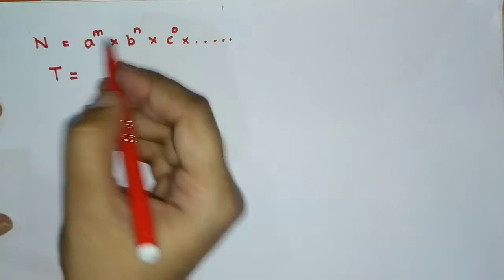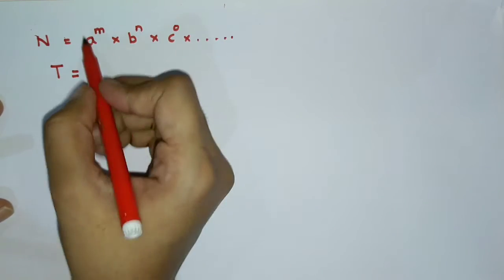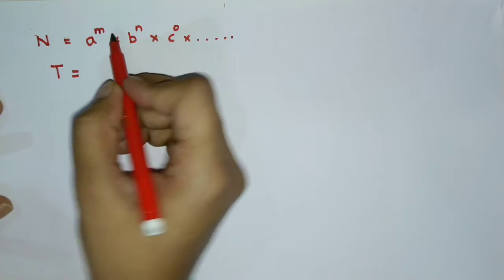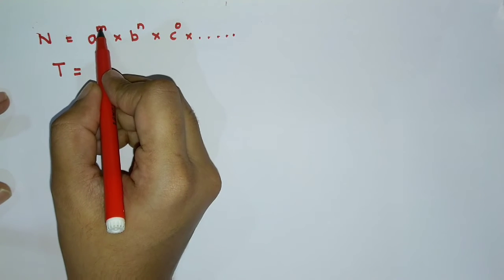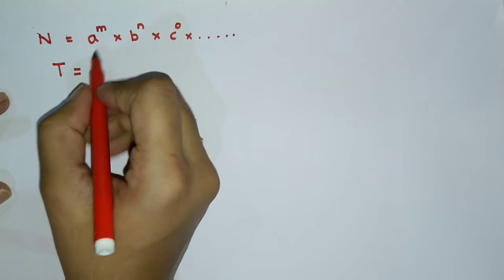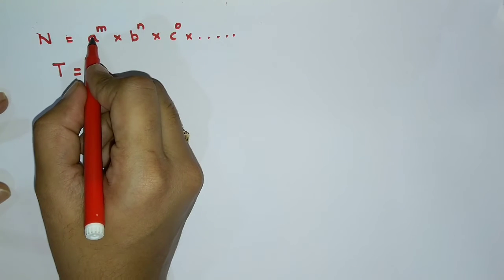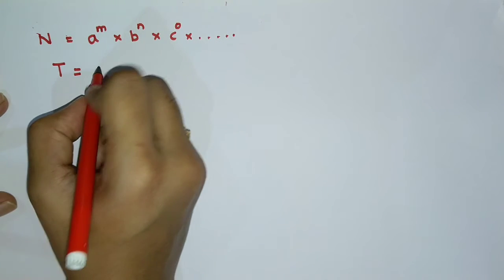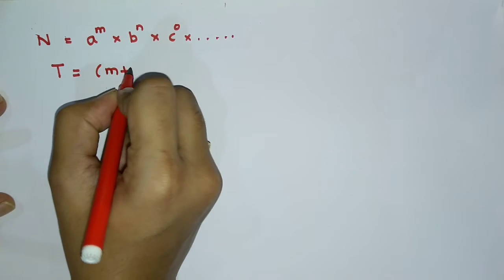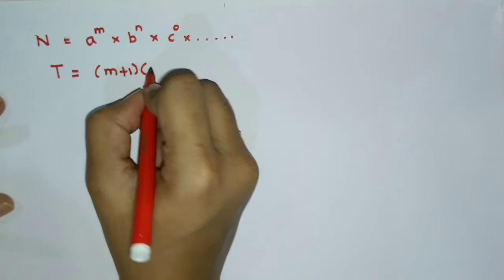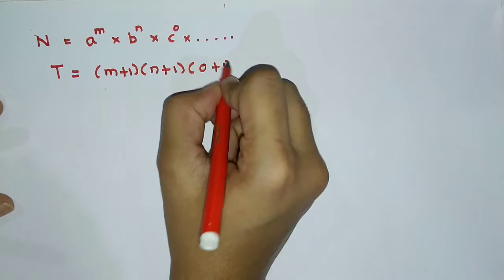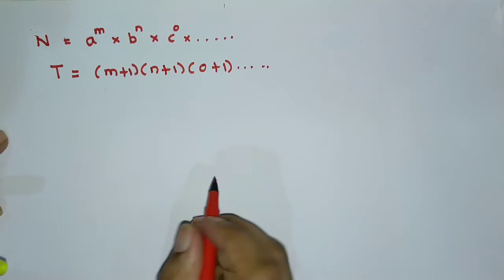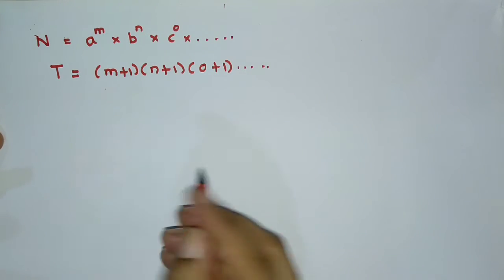These are here. A raised to m is a raised to 0, a raised to 1, a raised to 2 up to a raised to m. So how many terms are there? M plus 1. Why plus 1? For a raised to 0. So m plus 1 and similarly into n plus 1 into o plus 1 and so on. So these are the total number of factors.